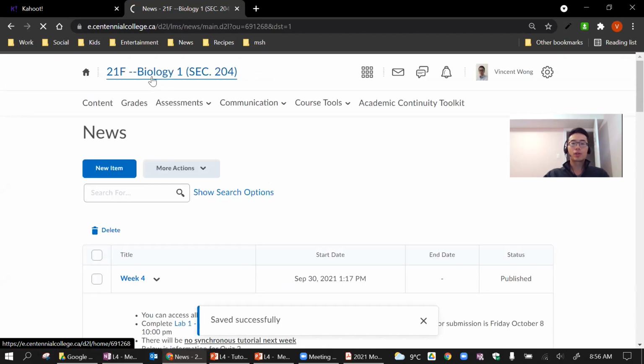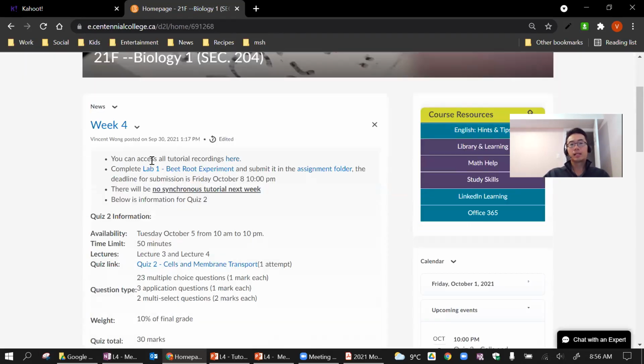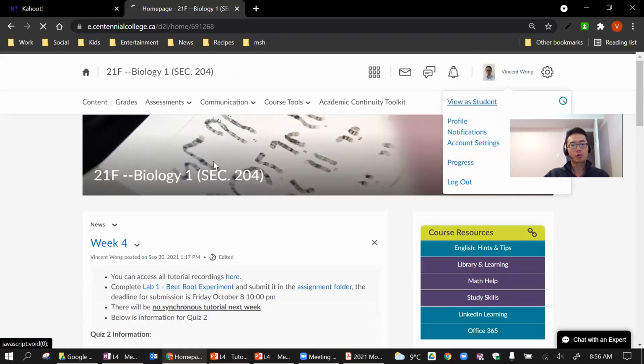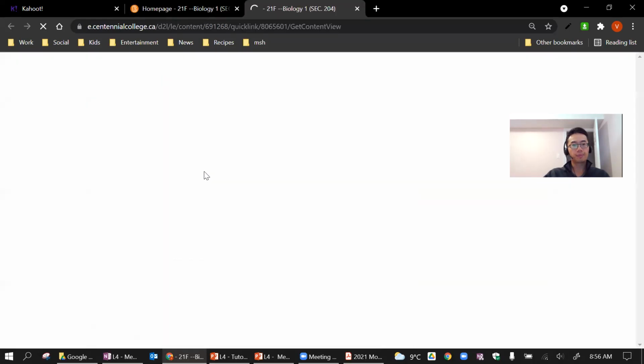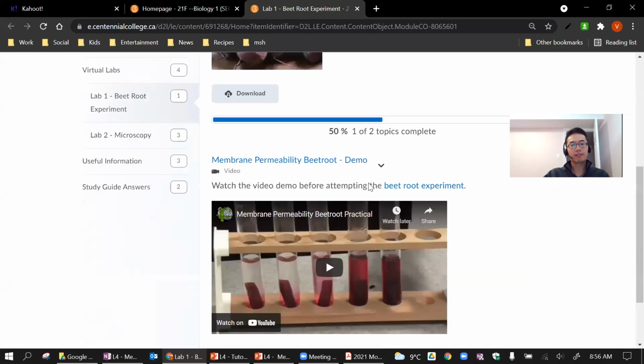Published. Okay, there it is. Okay, so when you go to the course homepage, you will see, typical access of the tutorial recording, and then you can complete the lab 1 beetroot experiment. So you can just click on that. Now let me go back to student view so I see what you will see. So you click on the beetroot lab, and you can read this stuff.